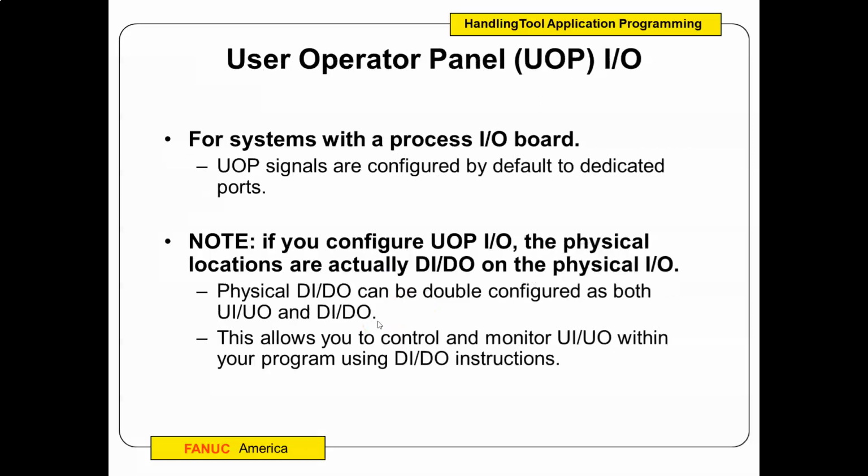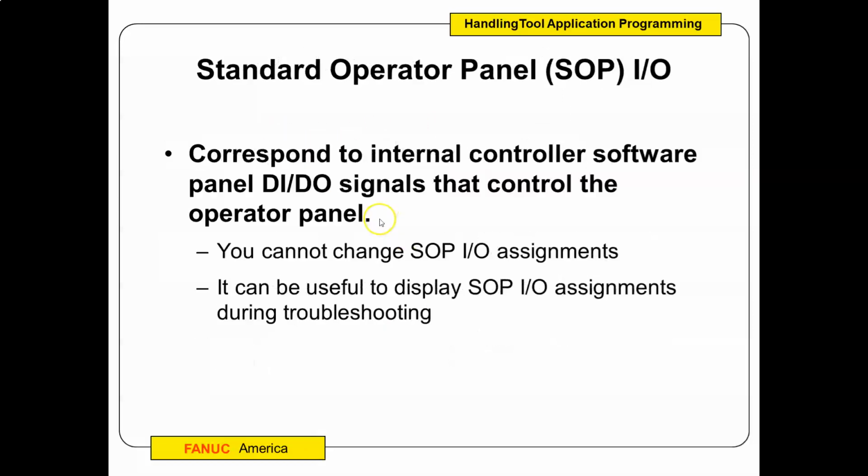The standard operator panel, so that was user operator panel, this is standard operator panel. Again, this is what is physically on the front. You can't change those assignments. They're hardwired in, obviously, but sometimes it's useful in your program or wherever to see, did somebody press the start button, things like that. So those can be useful things to do as well.